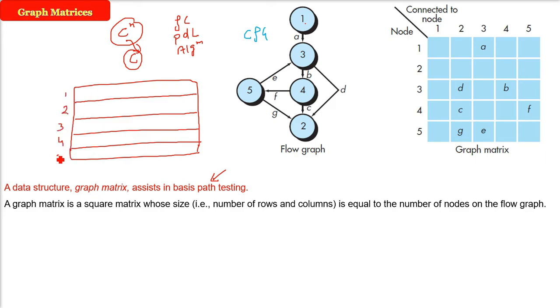These are the rows I'm numbering. Now I'm going to make again 5 columns. So how many nodes are there? You need to make a square matrix, that is the row and column has to be the same, and those should correspond to the number of nodes we have. So these are nodes, and the other one you can just name as connected to the node.